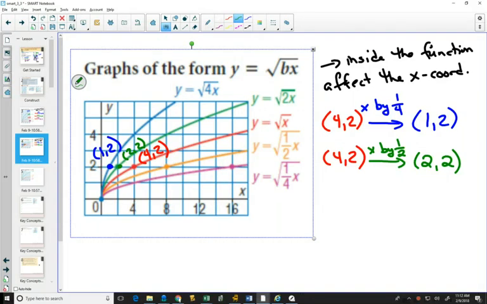Again, I'll just do one more. We'll do the purple one. 4, 2. Now we have a 1/4 inside. If I do the reciprocal, we're going to multiply x by 4, and that's going to change that point to 16, 2, which corresponds to that point there.